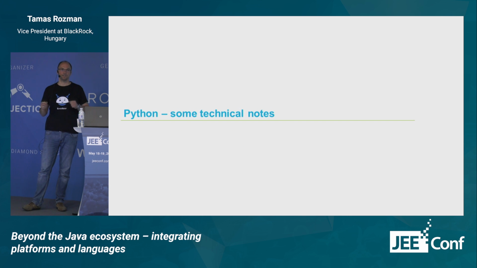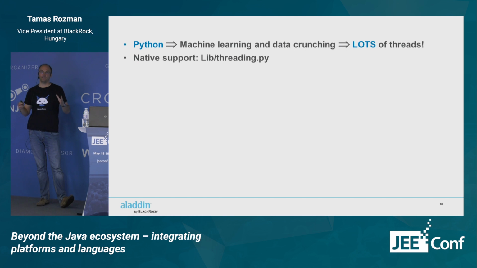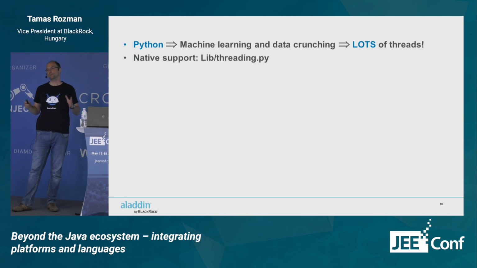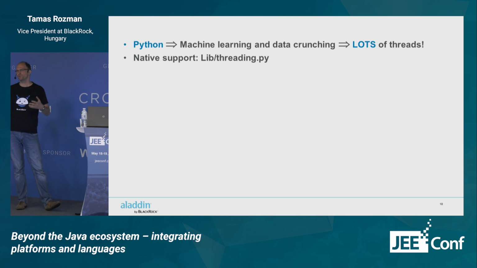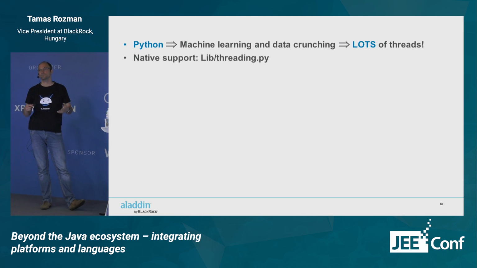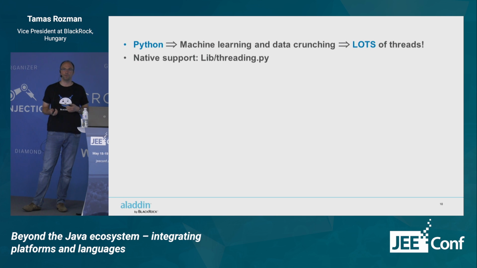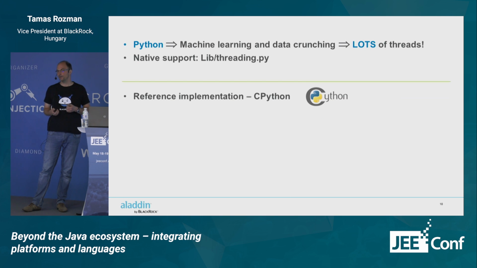All right, let's start with some technical notes. You would think, and I did when I started this project, that Python is very strong in threading, because you keep hearing that Python is very good at data crunching, it is very good at machine learning, so you would imagine that it requires a lot of processing power, and a lot of processing power means handling threads properly. And actually, yes, Python has a threading library which you can use on your own.